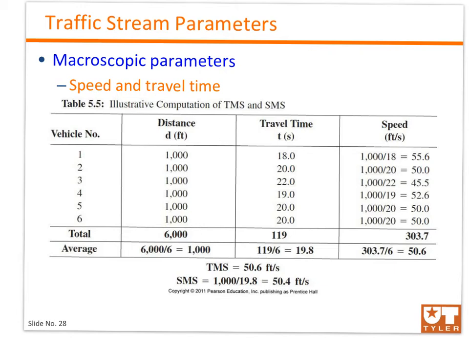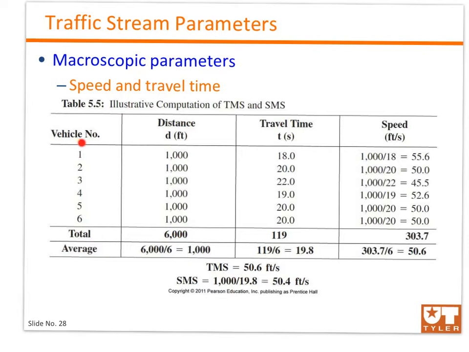Here is another example, an illustrative computation of both TMS and SMS. We have 6 vehicles, vehicle number 1 all the way to vehicle number 6, and a fixed section. The section of interest, or the space of interest, is 1000 feet. Again, an observer would be sitting at an elevated place to see the entire length of the section, which is 1000 feet, and we would also be measuring the travel time.